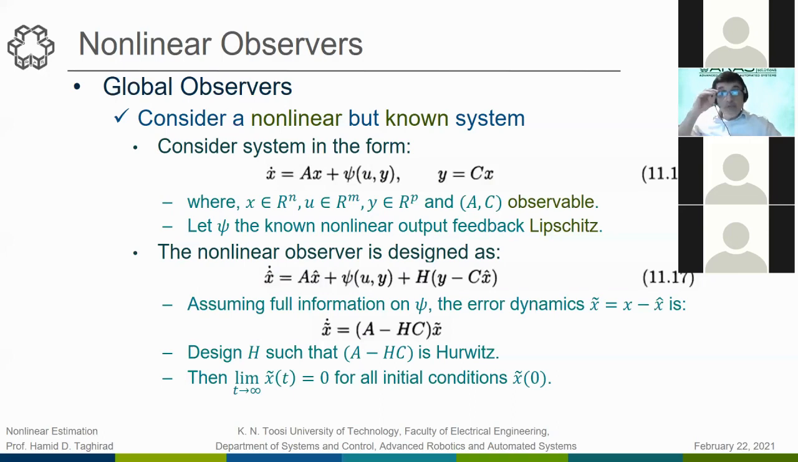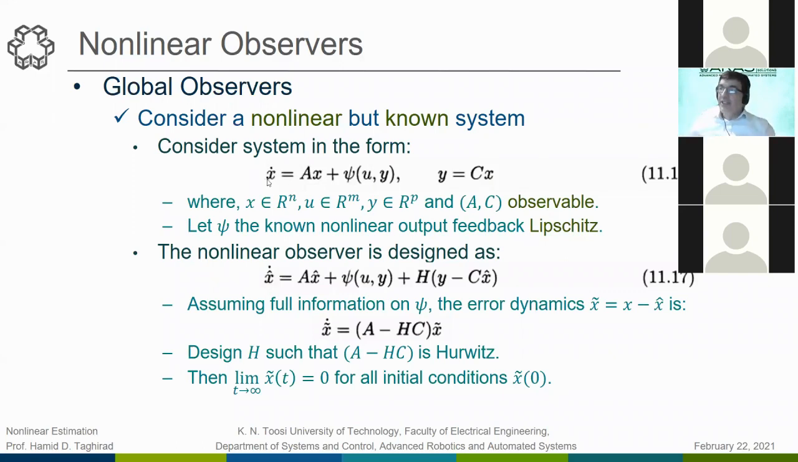But what if we needed some sort of global presentation and analysis, global convergence to the zero error dynamics? This is the special need that we require. But to do that, we go step by step. At the first step, equation 11.16 is almost linear.